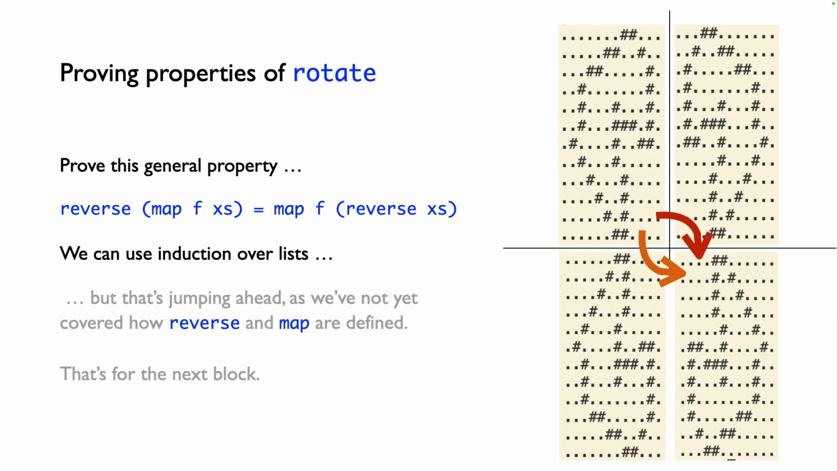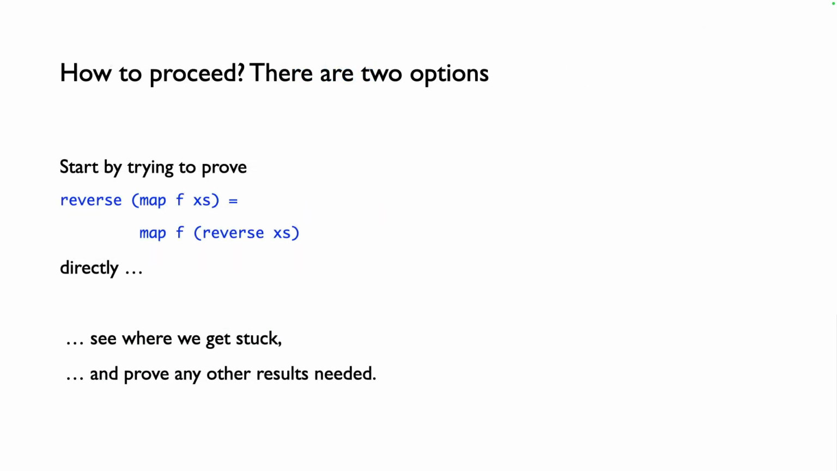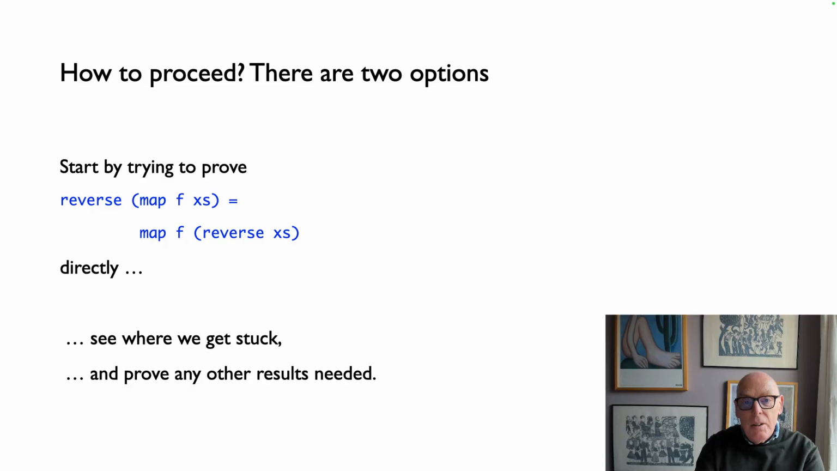Let's get back to our question of how we prove this property of rotate, how we prove that map followed by reverse is the same as reverse followed by map. Now, if we've got a goal like this, there are two options really for trying to tackle a goal of this sort. We can just start by trying to tackle it head on and just start by trying to prove that property.